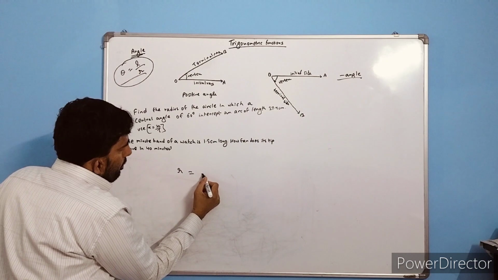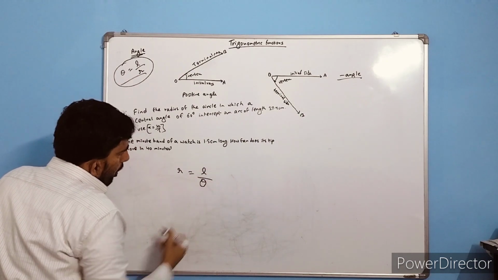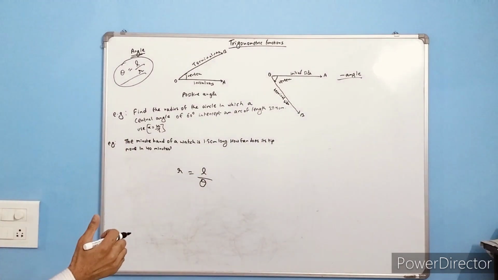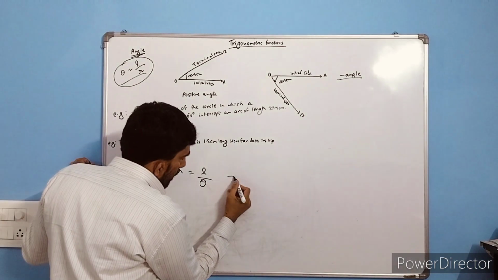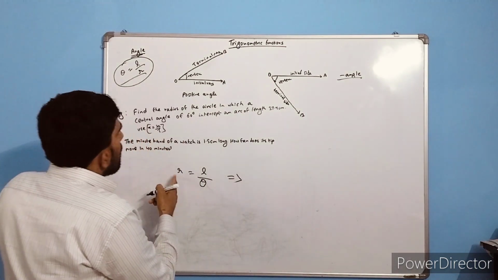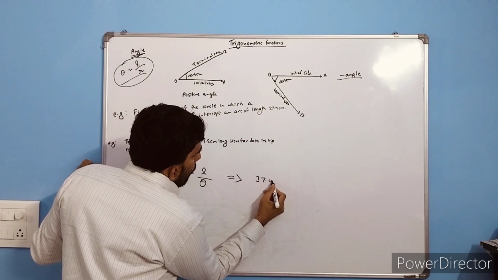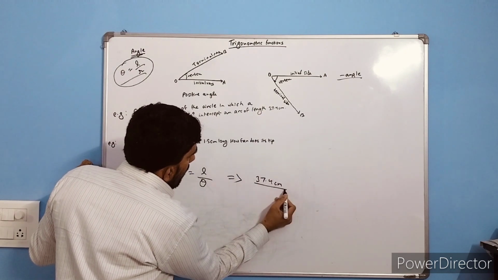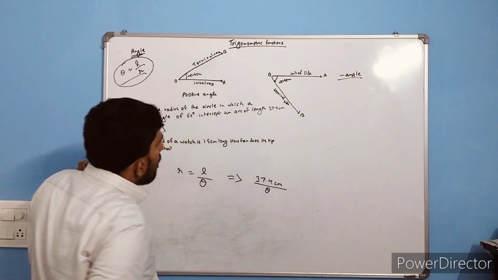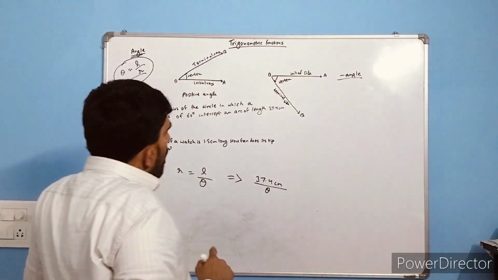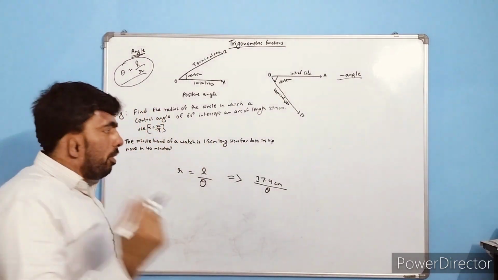So we need to do it like this. Now R is equal to L upon theta. You can see we need to find the radius. We have L, that is 37.4 centimeters, and the angle we have is 60 degrees. So first we need to convert it into radians.